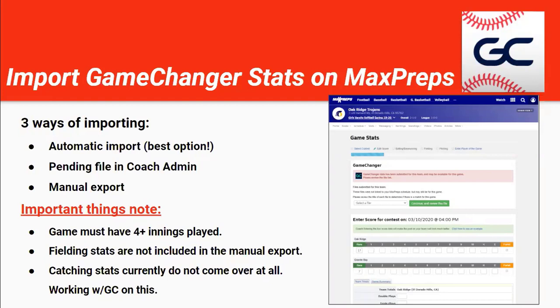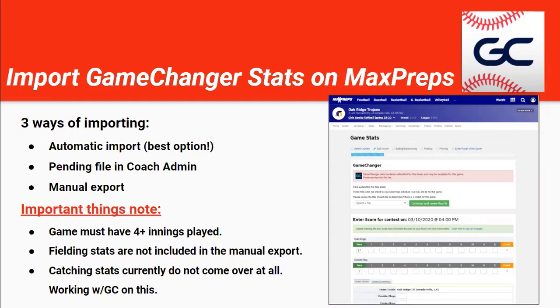The manual export is your worst case scenario option. You should only have to manually export if the games go to less than 4 innings. That's really the only time you should have to manually export the game.